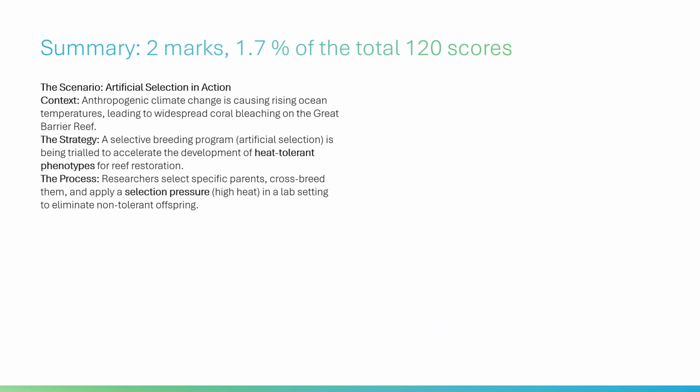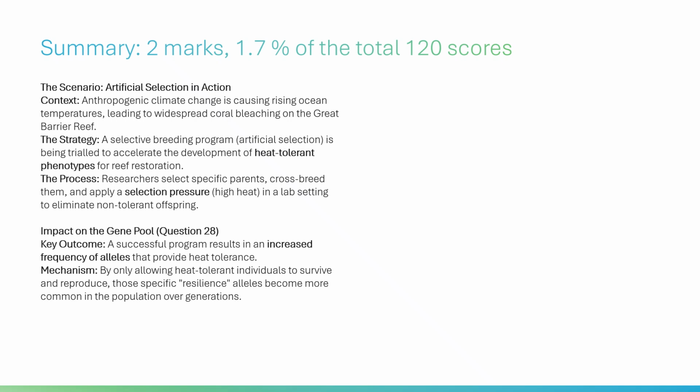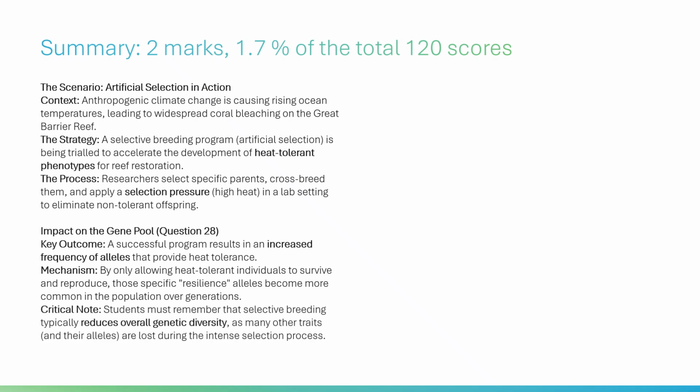to eliminate non-tolerant offspring. Impact on the gene pool. Question 28. Key outcome: a successful program results in an increased frequency of alleles that provide heat tolerance. Mechanism: by only allowing heat-tolerant individuals to survive and reproduce, those specific resilience alleles become more common in the population over generations. Critical note: students must remember that selective breeding typically reduces overall genetic diversity, as many other traits, and their alleles, are lost during the intense selection process.